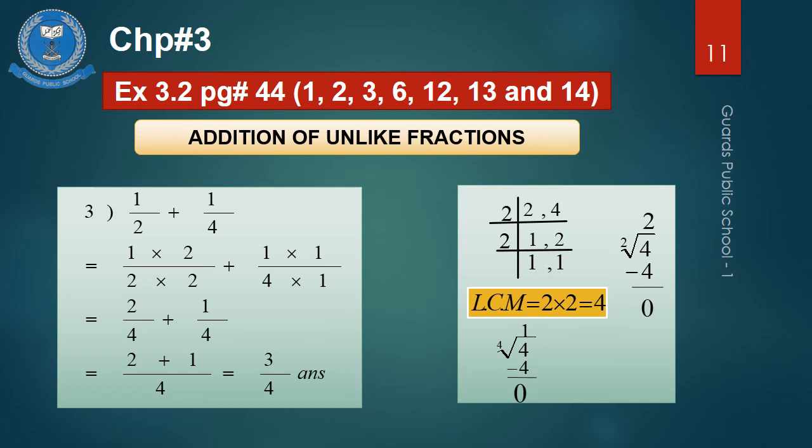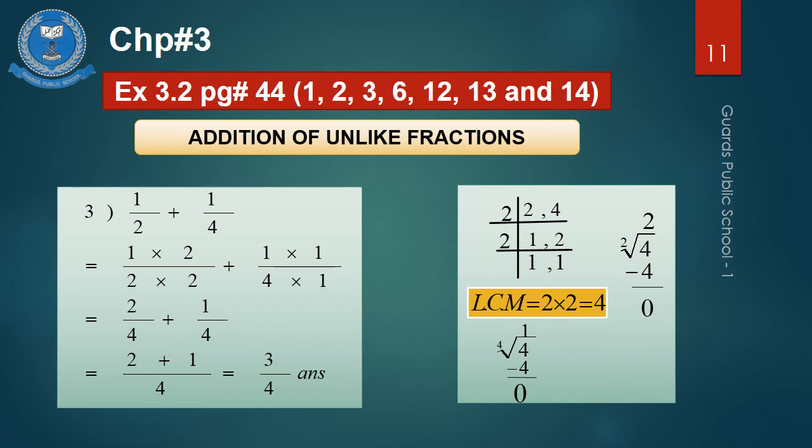You see here 1 upon 2, we will multiply both numbers by 2. Then sign of addition. Then the fraction 1 upon 4 is multiplied by 1. Why 1? Because when we divide 4 by 4, you will get the answer 1.